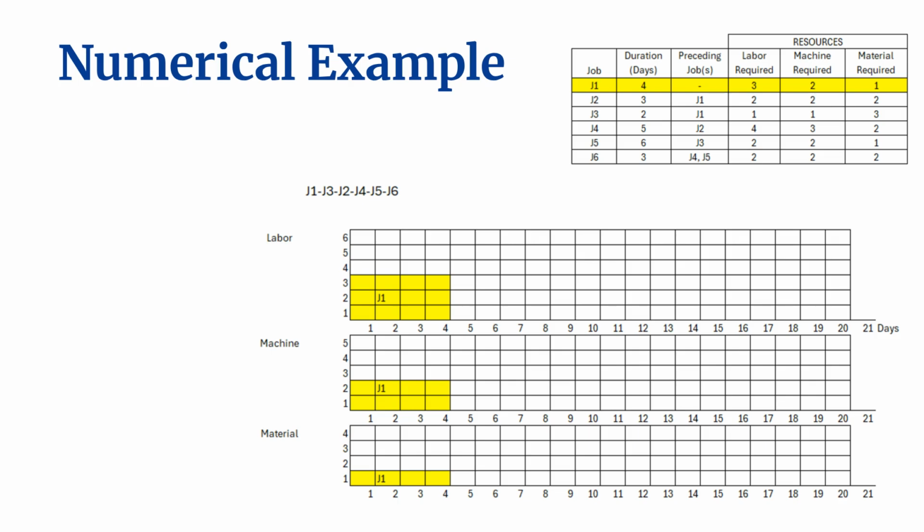Therefore, on all 3 schedules, we block out resources from day 1 through day 4. On the labor chart, you see a bar consuming 3 units for this entire period. On the machine chart, a corresponding bar consumes 2 units for the exact same time frame. And on the material chart, 1 unit is reserved identically from day 1 to day 4.